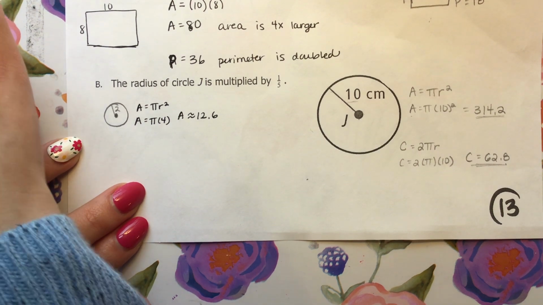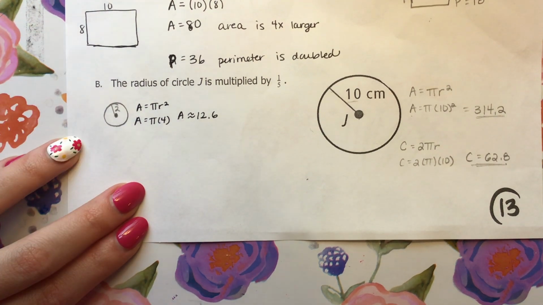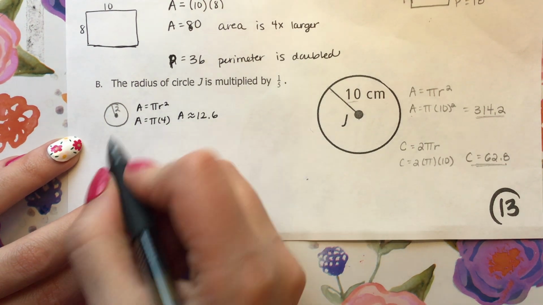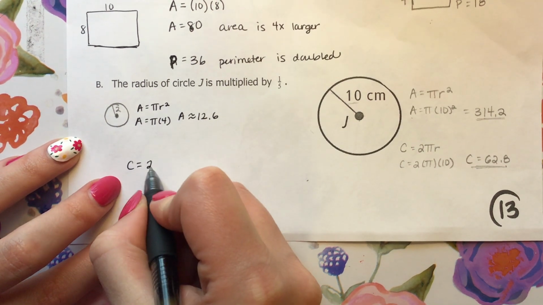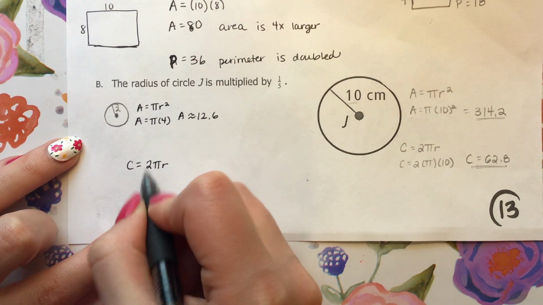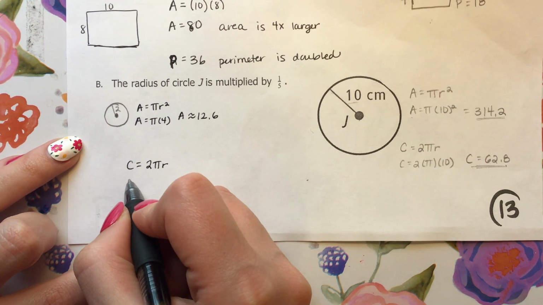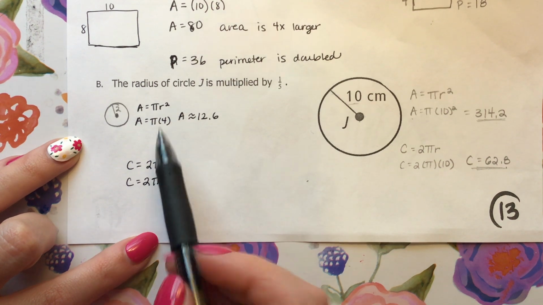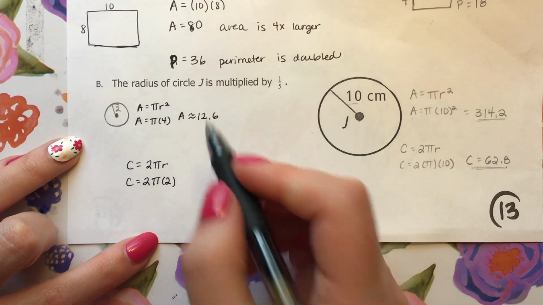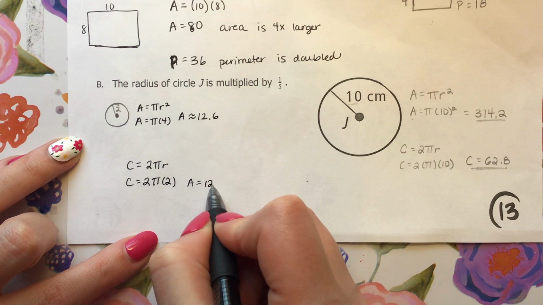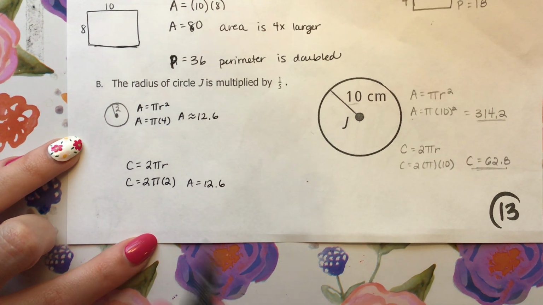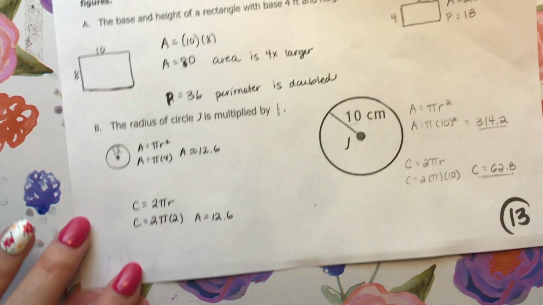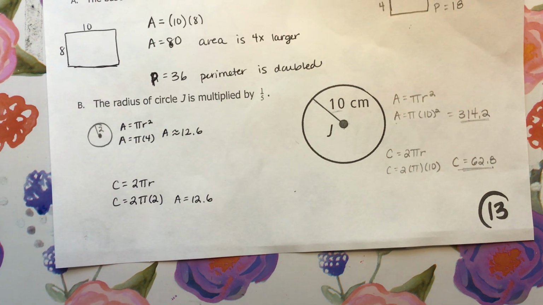And then we want to find the circumference real fast. So the circumference is going to equal 2 pi r, which is going to be 2 times pi times 2, which would be the same thing as this. So that would be 12.6 also. So what has happened in these two situations?